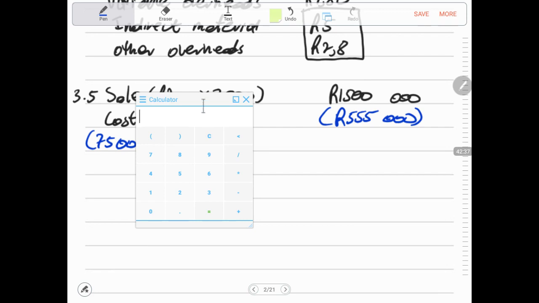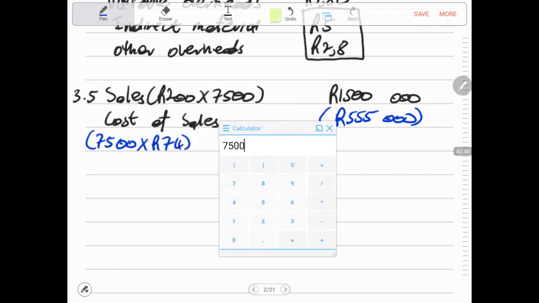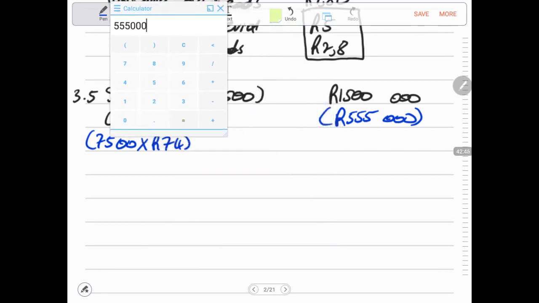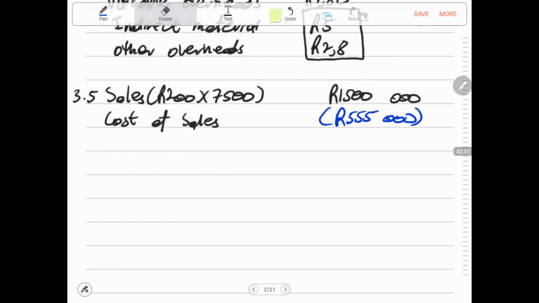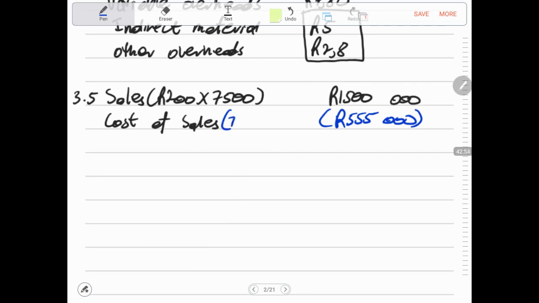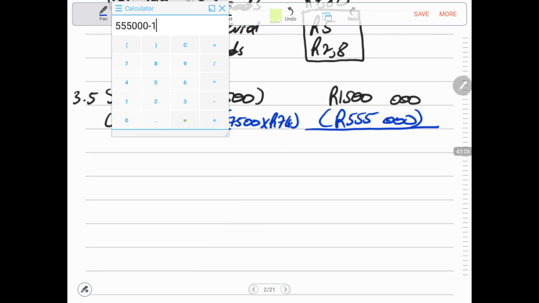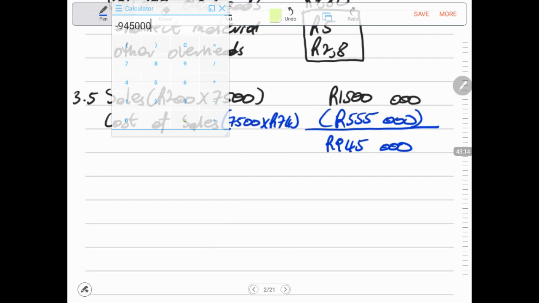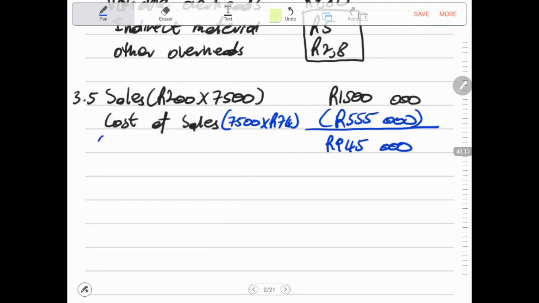So in costing, this is how you'll be doing it. 7,500 multiplied by 74. This still gives us the same 555,000. Nothing is changing. The figures are still very much aligned. Let me write it there so that everything is a bit neat. 7,500 multiplied by 74, and therefore our gross profit comes up to the same amount: 1,500,000 rands minus 555,000 rands, and this will be 945,000 rands. So this will be the gross profit.